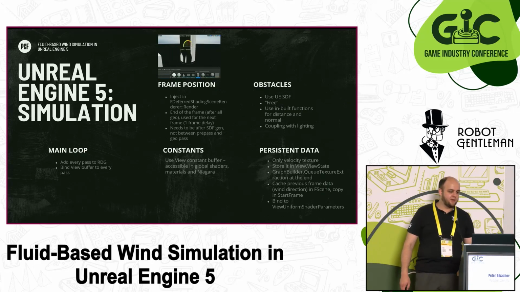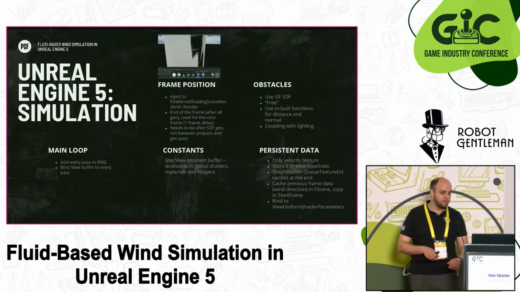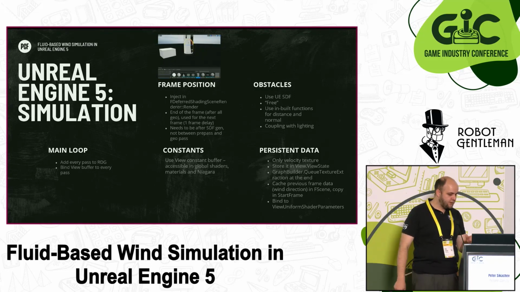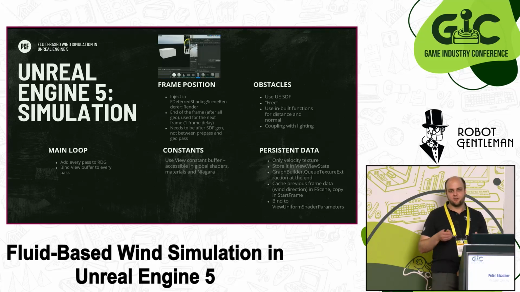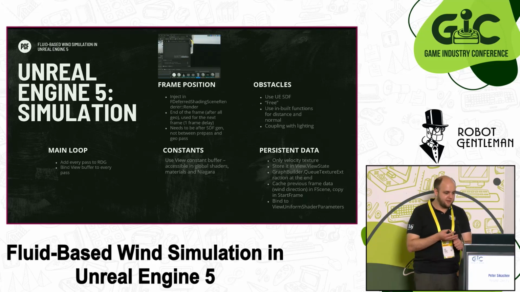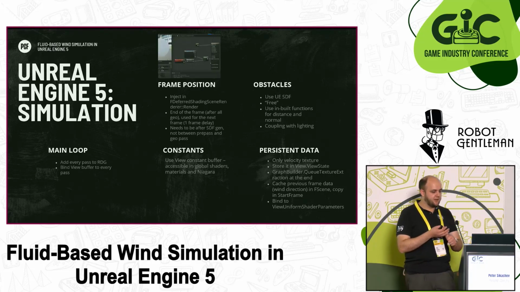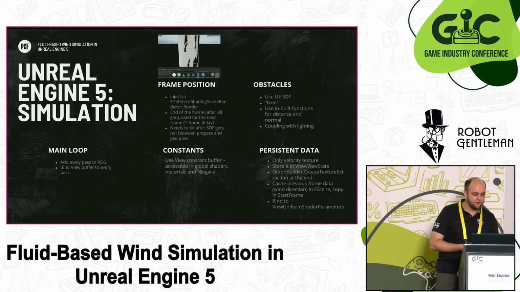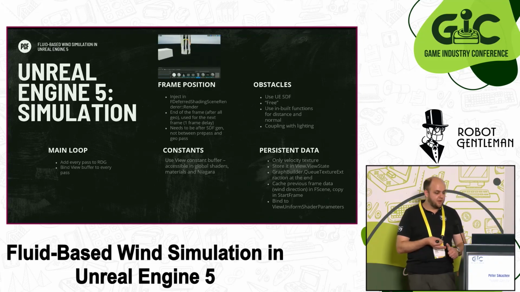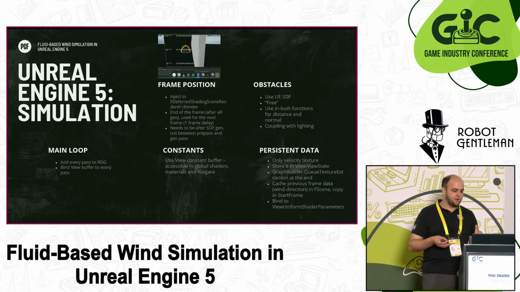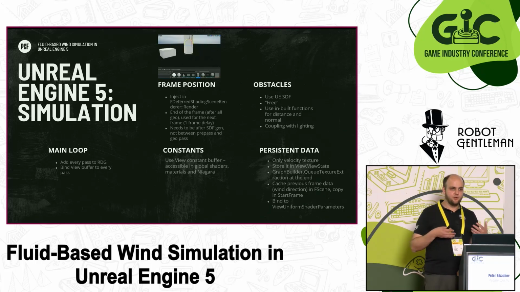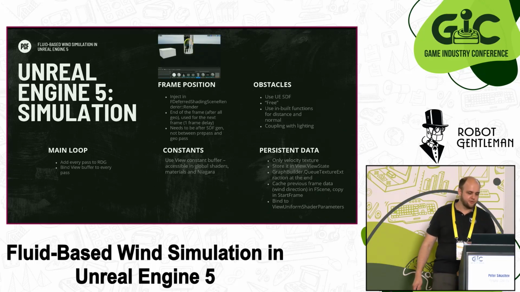For Unreal integration, real fast: the main loop of the simulation is basically that we're adding an edge step as a callback to the render graph, and then we bind the view buffer to every pass, because we use the shared constants in there.